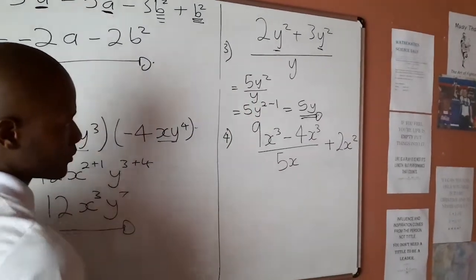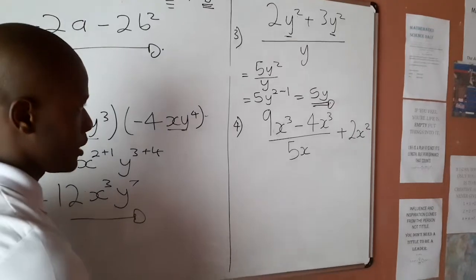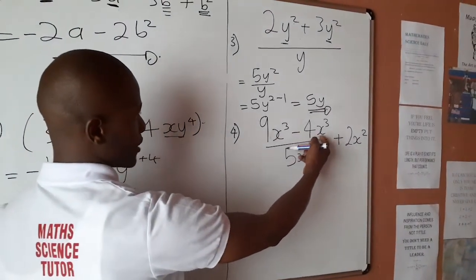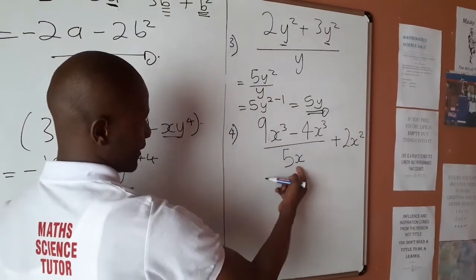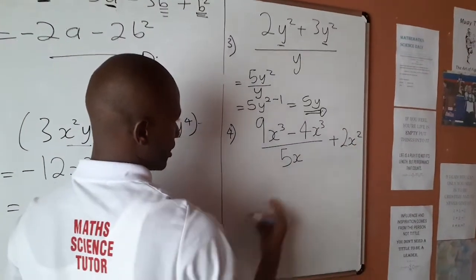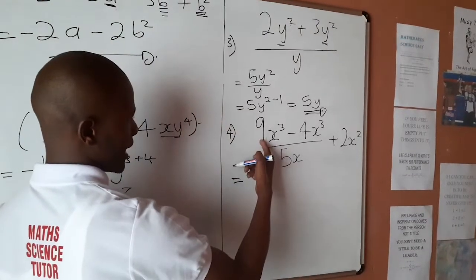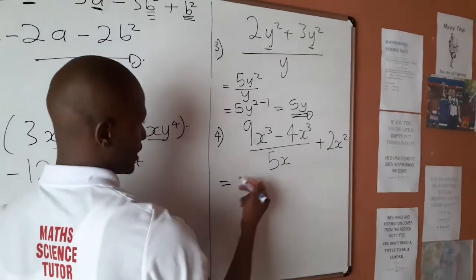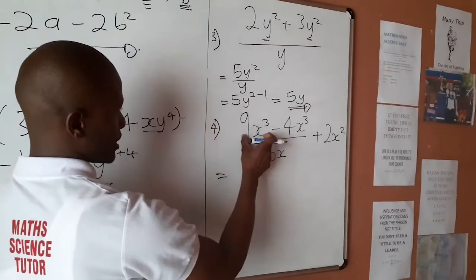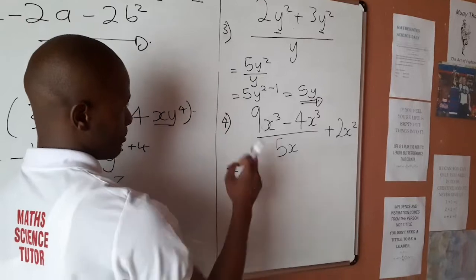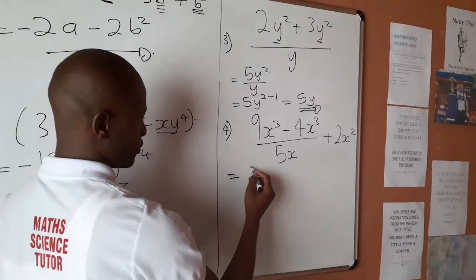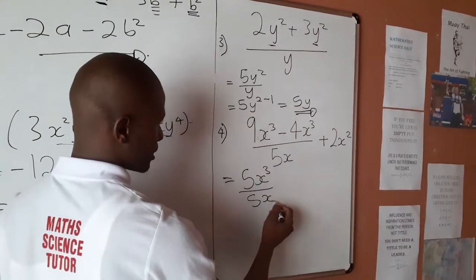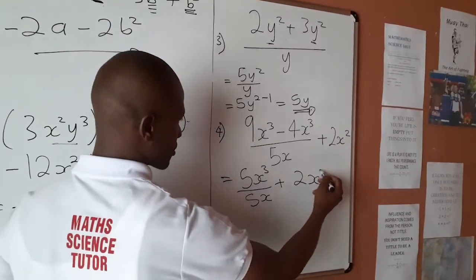So the last question, we have 9x to the power 3 minus 4x to the power 3 all divided by 5x plus 2x squared. So 9x to the power 3 minus 4x to the power 3: the signs are not the same, we minus and take the sign of the bigger number. The bigger number is 9. Then it's going to be 5x to the power 3 divided by 5x plus 2x squared.